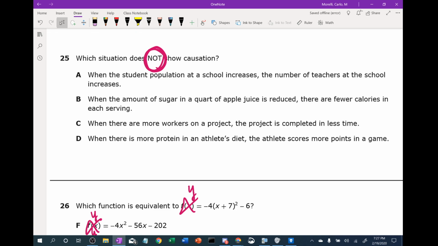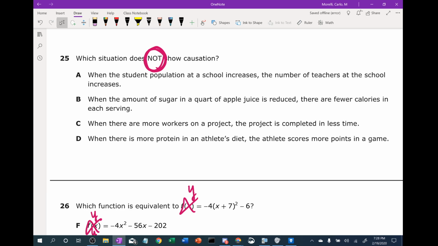When the amount of sugar in a quart of apple juice is reduced, there are fewer calories in each serving. Okay, yes, that's true. The sugar reduction causes there to be fewer calories. It seems like if you had more people working on a project, it would cause it to be completed in less time.